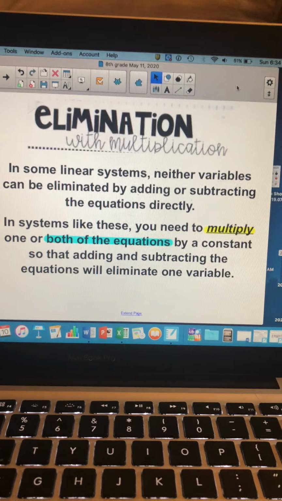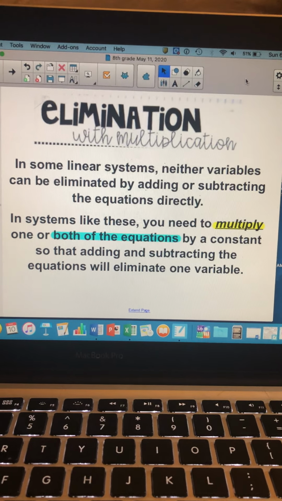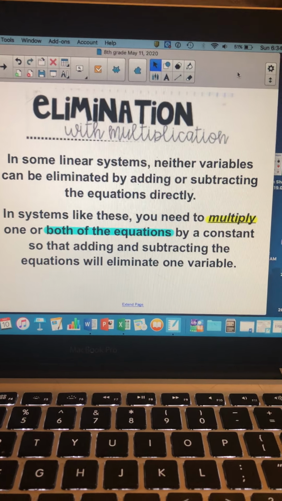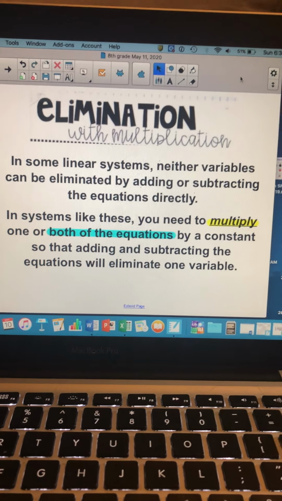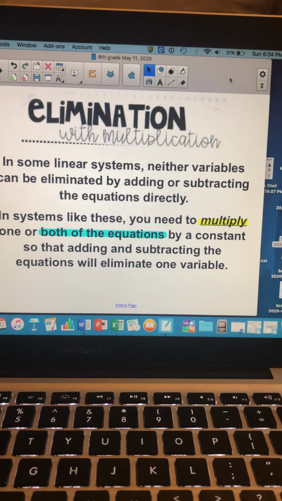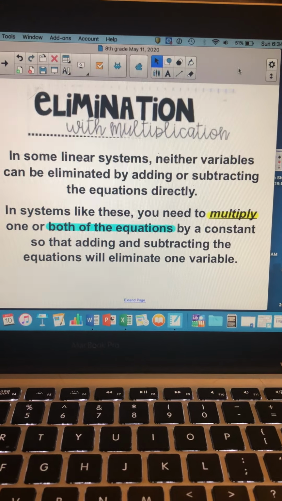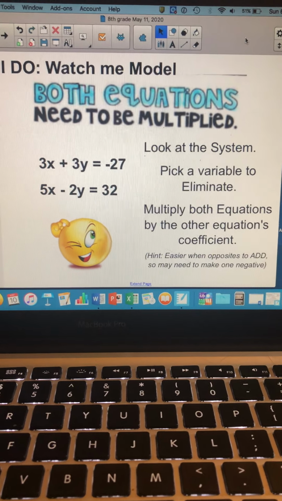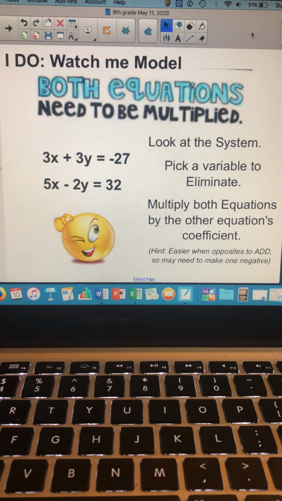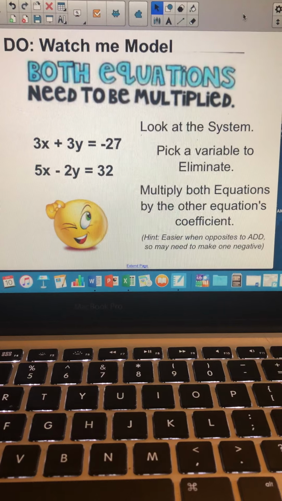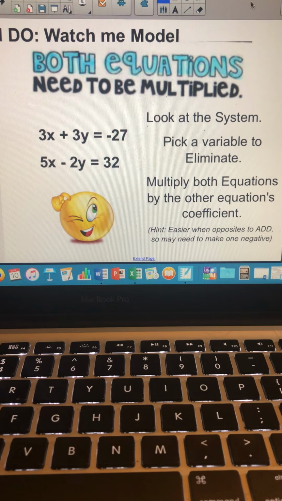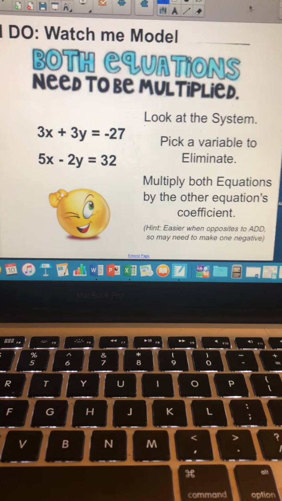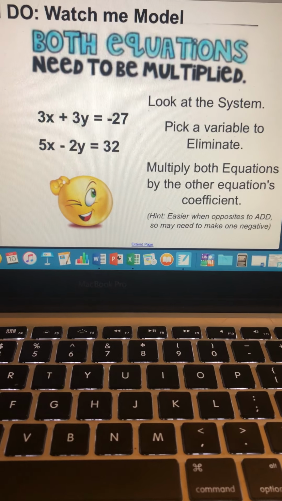So what we're focusing on today is still elimination with multiplication, but in systems where you're going to have to multiply both of the equations by a constant because they don't have a common factor where you could just multiply one of them. All right? So when given problems like this, you're going to look at the system and you are going to decide on a variable to eliminate. Okay, and then you're going to multiply both equations by the other equation's coefficient.